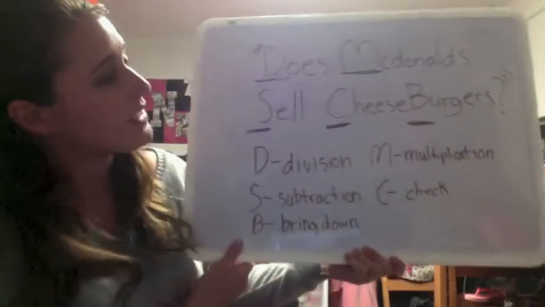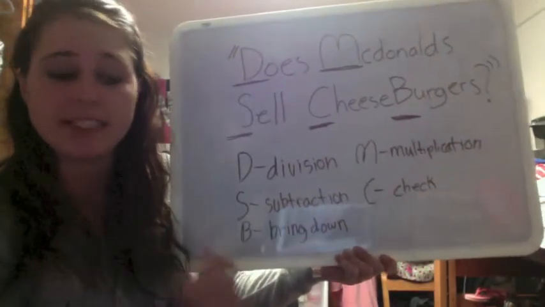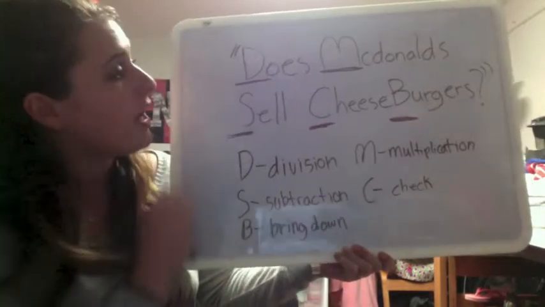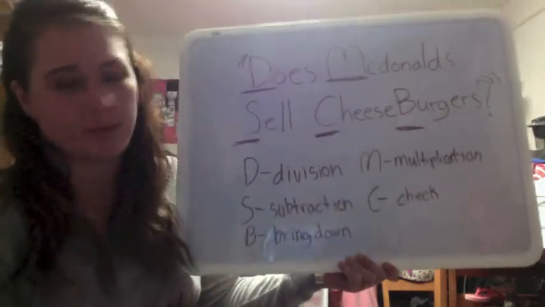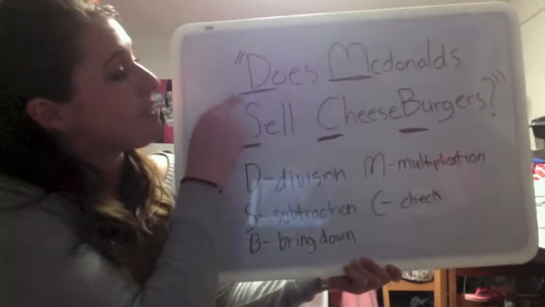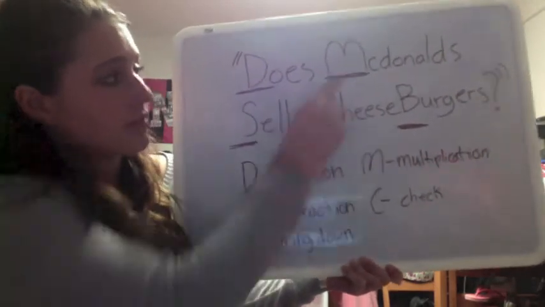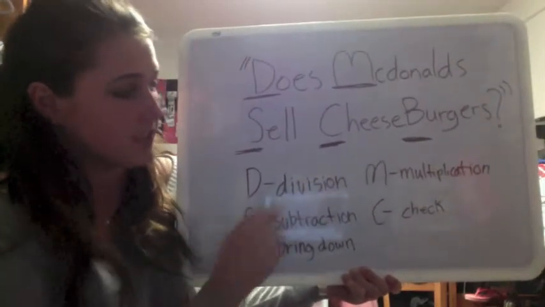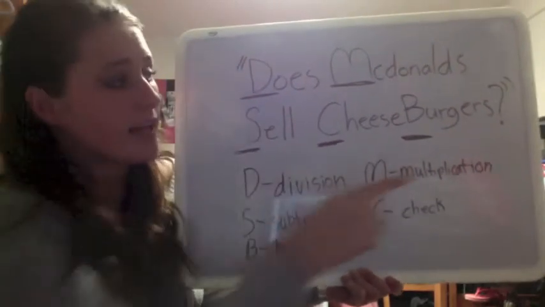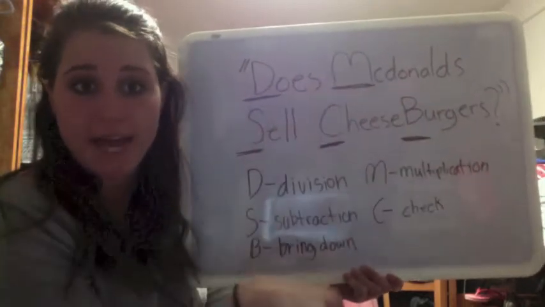So what I have here is just a fun way of remembering the steps for long division. Okay, so does McDonald's sell cheeseburgers? Kind of weird, but there's a purpose. The D stands for division, the M stands for multiplication, the S stands for subtraction, the C stands for check, and the B stands for bring down.